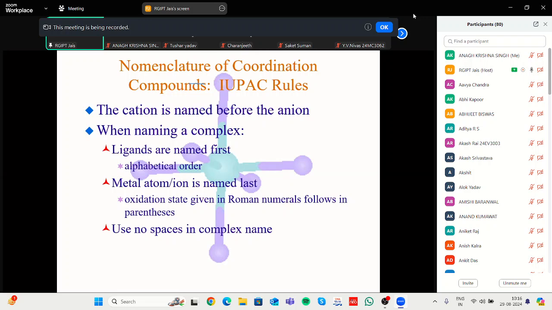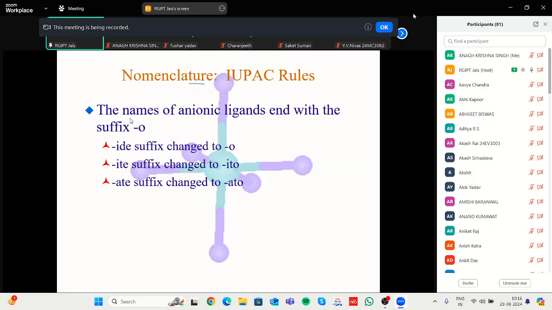After that, its oxidation state is given in Roman numerals. There is no space in the complex name. The names of anionic ligands end with O, and different suffixes are used to name the coordination complex.